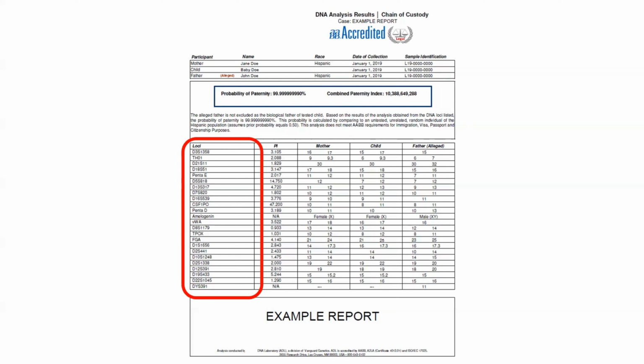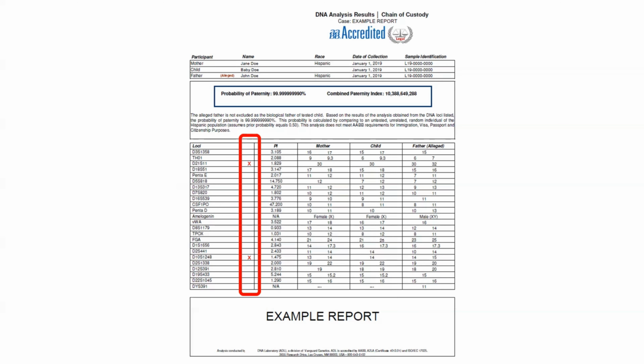So here we get into the nitty-gritty. We have what's called loci. When we do this test, we are testing multiple sections of the DNA. Each section of the DNA is called a locus, and these are the names of the loci that are being tested. Typically, you need to test at least 8, but you can test more if you need to. It gives you more information. And here in this example, we are testing up to 23 loci.